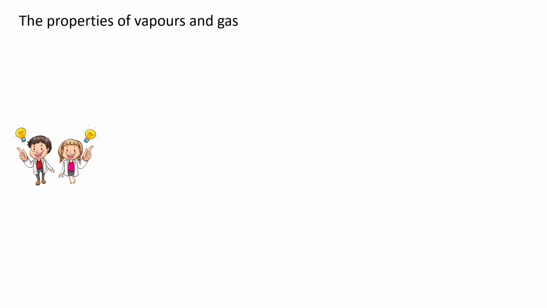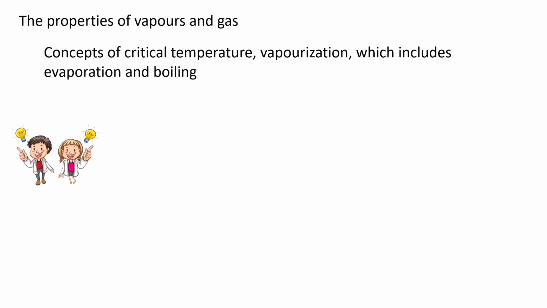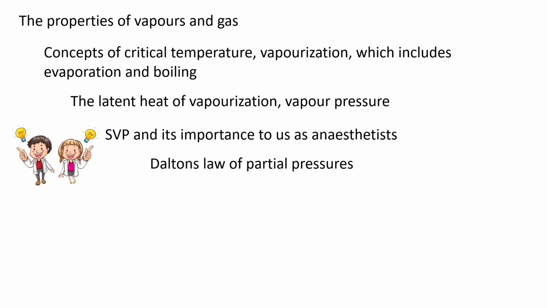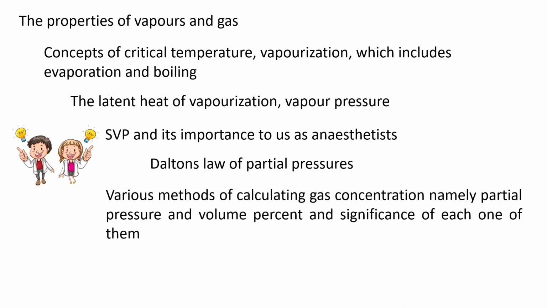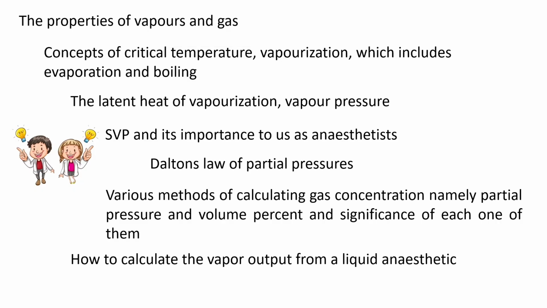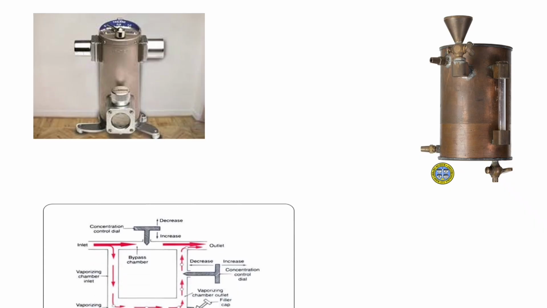So, in this video, we have seen the basics of vaporizers. We have discussed the properties of vapors and gas, concepts of critical temperature, vaporization, which includes evaporation and boiling, the concept of latent heat of vaporization and vapor pressure, the saturated vapor pressure and its importance to us as anesthetists, Dalton's law of partial pressures, various methods of calculating gas concentration, namely partial pressure and volume percent, and significance of each one of them, how to calculate the vapor output from a liquid anesthetic, and the concepts of specific heat and thermal conductivity.